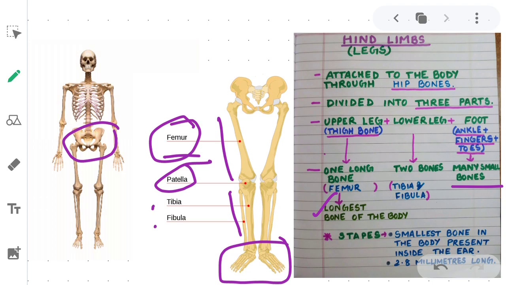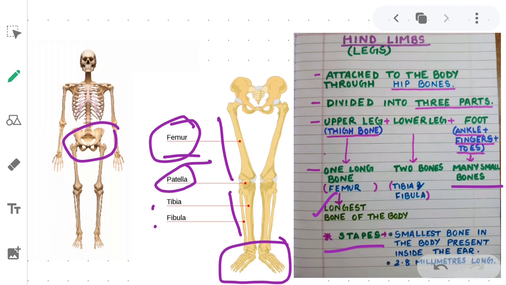So you have known that femur is the longest bone present in our body, but do you know what is the smallest bone that is present in our body? Stapes. S-T-A-P-E-S. Stapes is the smallest bone present in our body, and where is it? It is inside our ear. And you know the length of the stapes? It is only 2.8 millimeters long.